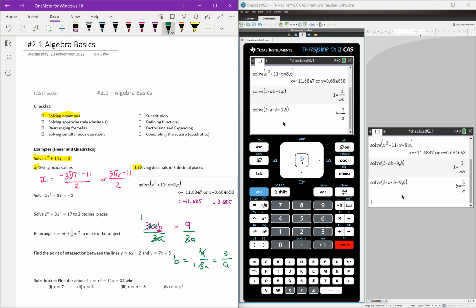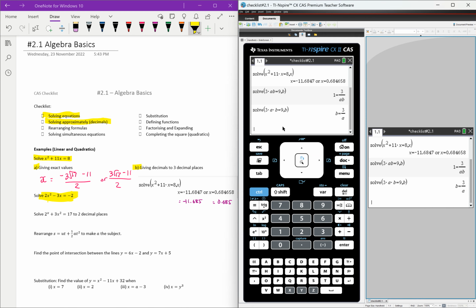Okay, I digressed. So let's go back to our problem again. We are now up to solving approximately decimals, which we've done. Rearranging formulas we haven't done, but let's solve this one first.